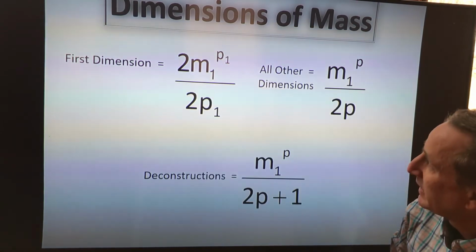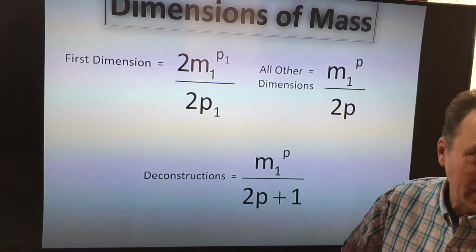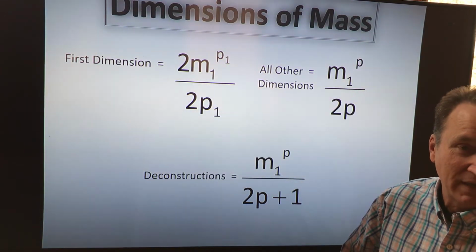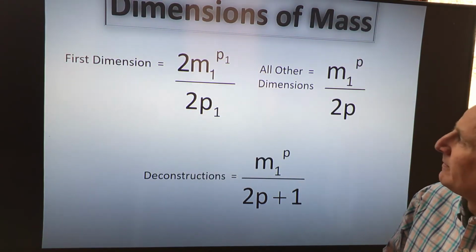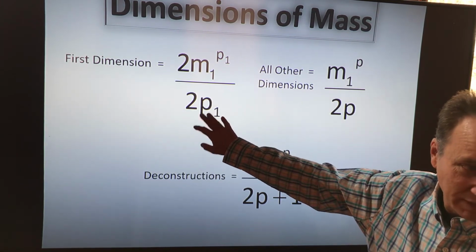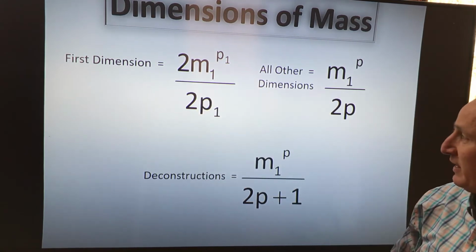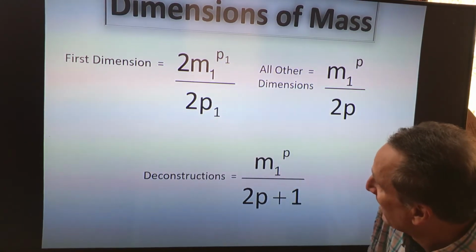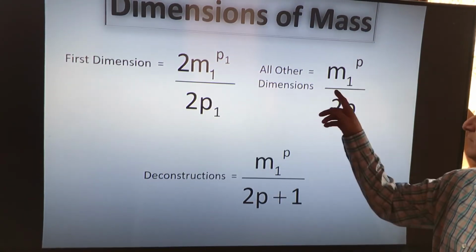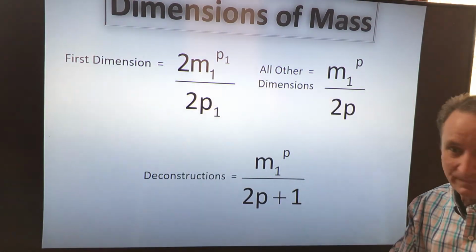In all of the equations, and these 3 equations right here are going to cover the majority of the periodic table, it's the first one which is unique. It's got the 2 out in front, and only the first one. And then all of them have the core m to the p over 2p. That is for dimensions of mass.